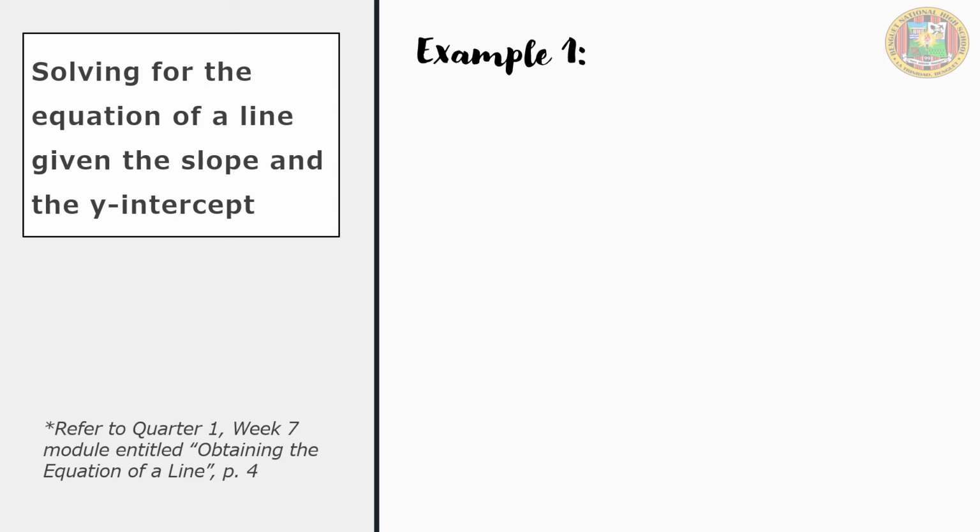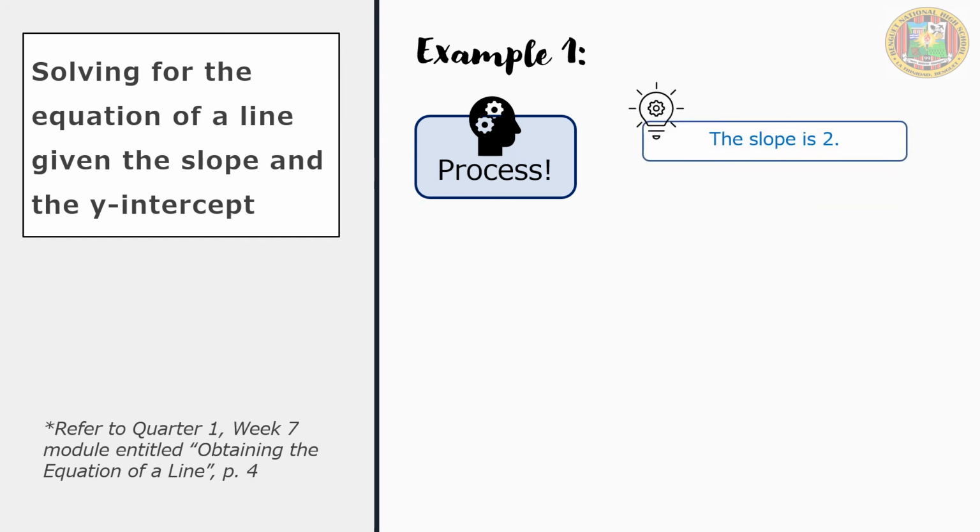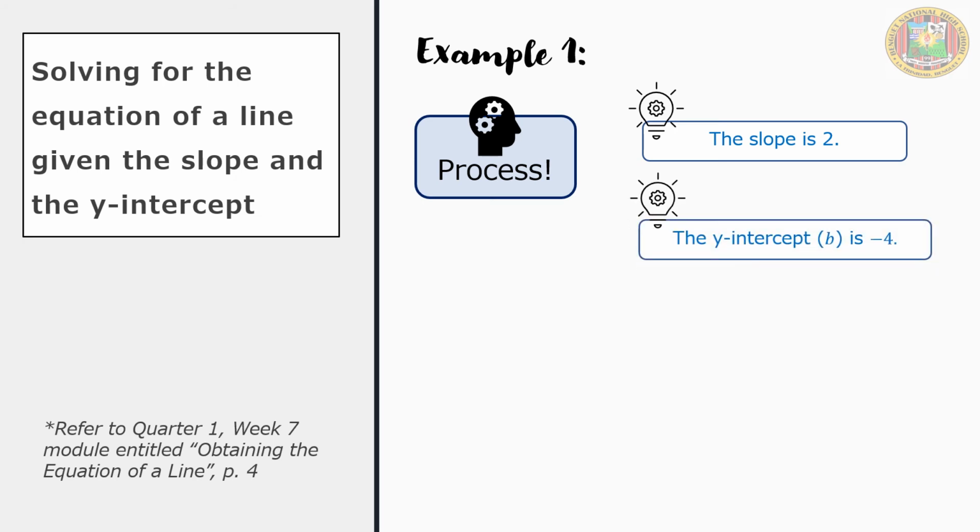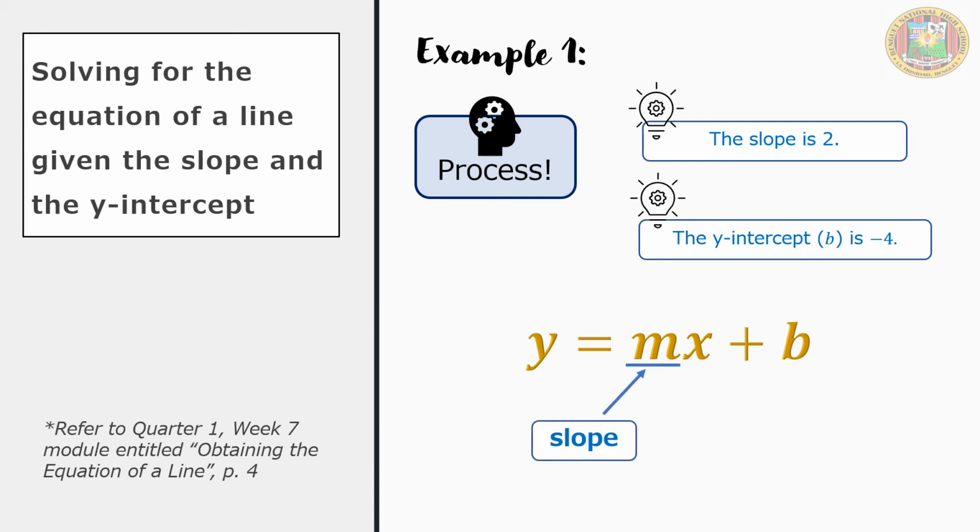Let's process the information that we have. We learned that the slope of the graph is 2. We also learned that the y-intercept of the graph is -4. The equation that we are writing is in the form y = mx + b, which means that we only need to identify the slope and the y-intercept to complete the equation.